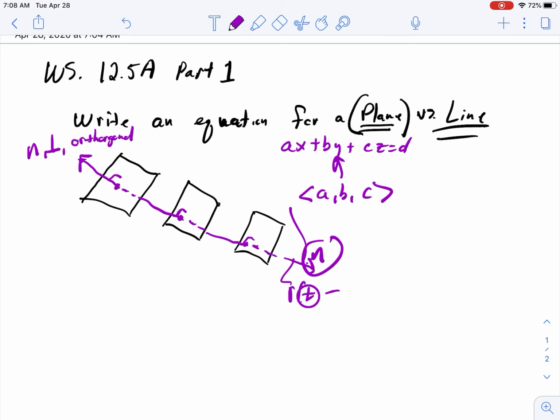Now, if I was looking for the equation of the line, I use the same slope here, A, B, C, t, plus a point, x, y, z. Actually, let's say a point like 1, 2, 3. There we go. All right, so there's a difference between the two.